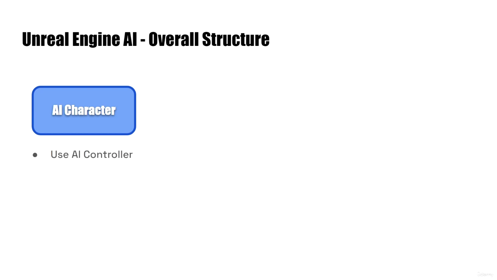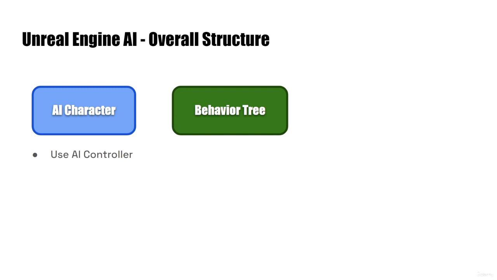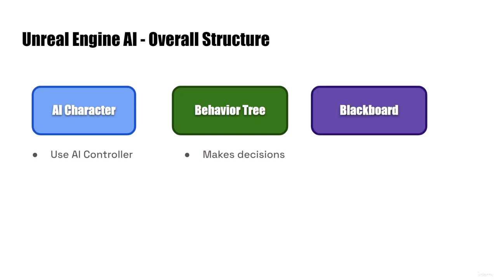So let's talk about the overall structure of AI in Unreal Engine. First off, we have AI characters. Now, these are identical to the regular character class. In fact, you create an AI character based on the A character class. The only difference is that the controller used for an AI character is derived from the AI controller class. Now, an AI character typically has a behavior tree, which makes the decisions for the AI character. And the behavior tree depends on the blackboard to store data in order to make those decisions.